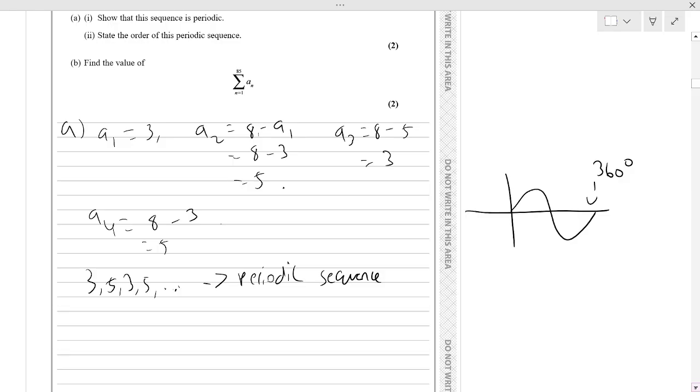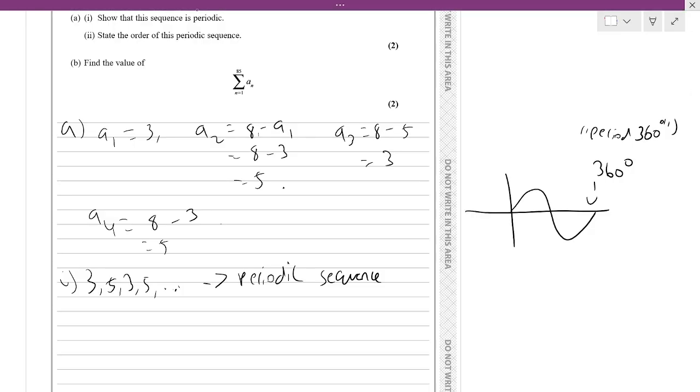So when the graph of the sequence repeats, that's your... I should say as well, before we go on to the next bit, to show it's periodic. So say it's a periodic sequence as it alternates between 3 and 5. So it's repeated by the same numbers, right?